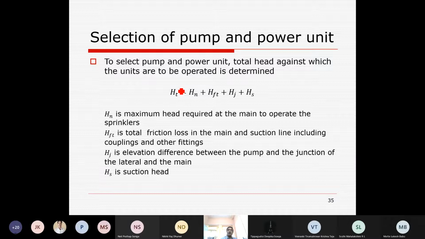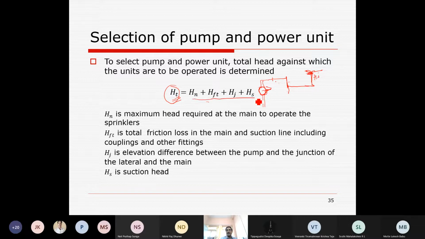Then selection of the pump. We need to find out what is the total head, because sprinklers are operated at a certain pressure condition or head required. So head required at this particular point, head of the riser, head loss in laterals, head loss in sub mains, head loss in mains, and head loss in pumping the water, suction side and delivery side. So all these heads are combined to find out the pump size, which is operated at a certain condition to generate that required head to operate this sprinkler. So it's basically the total head we are estimating.